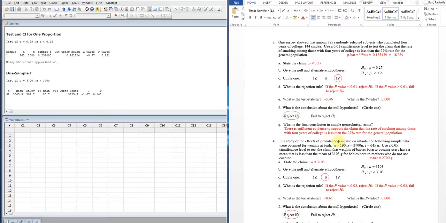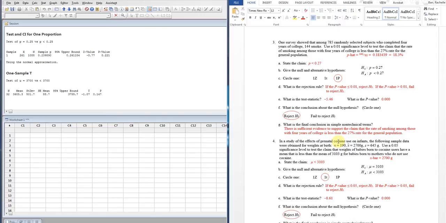So one survey showed that among 785 randomly selected subjects who completed a 4-year college degree, 144 of them smoke. Use a 0.01 significance level to test the claim that the rate of smoking among those in 4-year colleges is less than 27%, the rate for the general population.